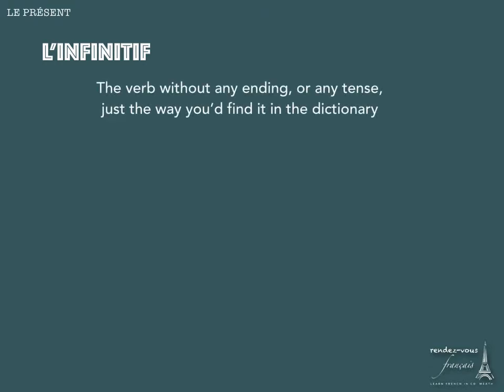But first, we need to look at three words that are pretty important when we talk about French verbs and French grammar. The first one is called l'infinitif. You probably heard about l'infinitif before. L'infinitif is the verb without any ending or any tense, just the way you would find it if you're looking for a translation in a dictionary. So for example, jouer, manger, finir, attendre, faire, all these words are infinitif.